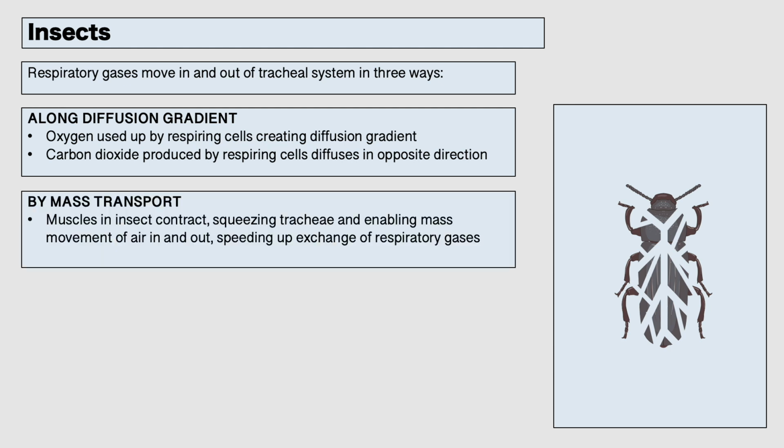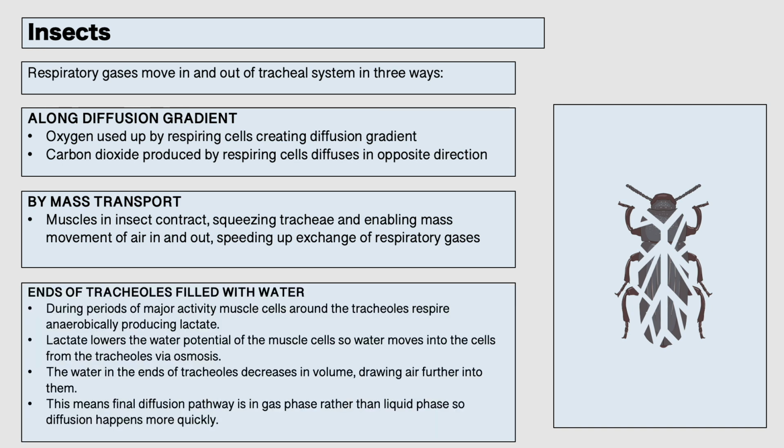With mass transport, muscles in the insect contract, squeezing the tracheae and enabling mass movement of air in and out, speeding up the exchange of respiratory gases. The ends of the tracheoles are also filled with water. During periods of major activity, muscle cells around the tracheoles respire anaerobically, producing lactate.